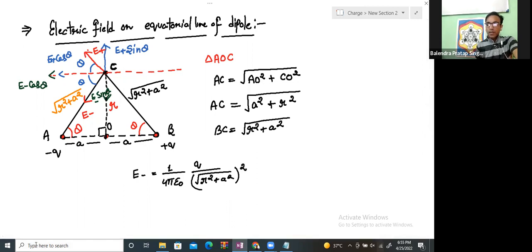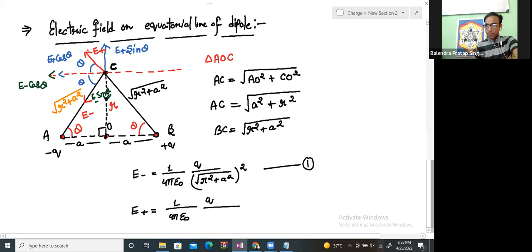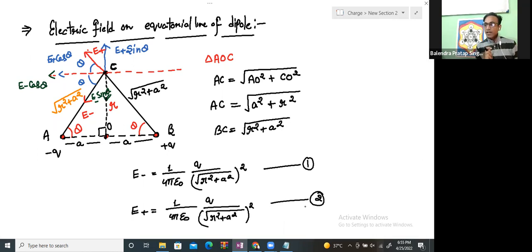Okay, put that as equation number 1. Next, the value of E plus. E plus is 1 over 4 pi epsilon naught, the same q, divided by the distance bc square, and bc you already know is under root r square plus a square. So that is again under root r square plus a square, the whole square. That is equation number 2. So you can see that here E plus and E minus are equal.